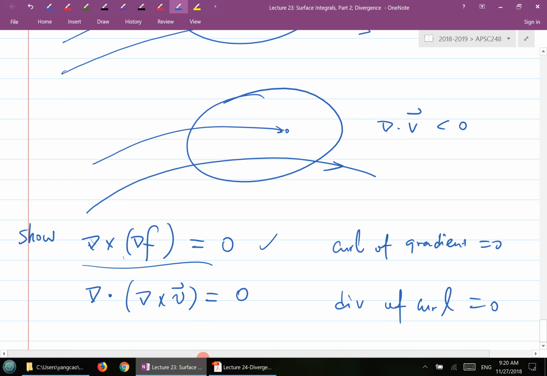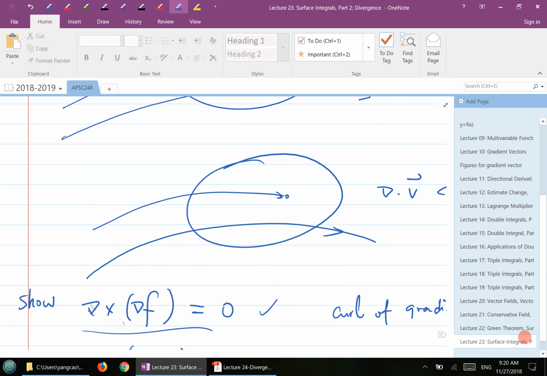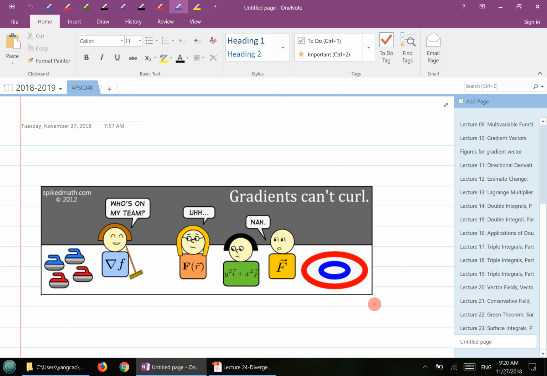Actually, for the first one, you can also try to remember. Okay, I like this cartoon here. Gradients can't curl. You get it? Yeah? So if there's one thing out of this lecture, that's probably something you should remember for at least the next couple of years. Anyway, we'll focus on the last two theorems in the next lecture. Okay? Yeah. Any questions so far? Okay, good.